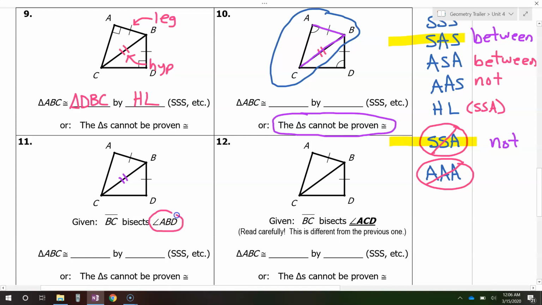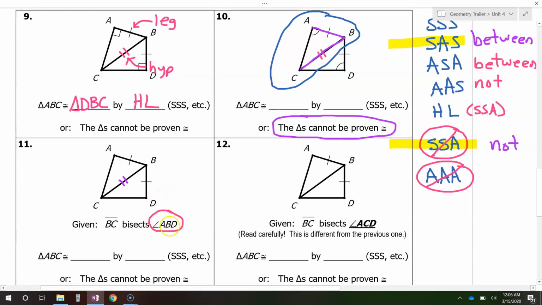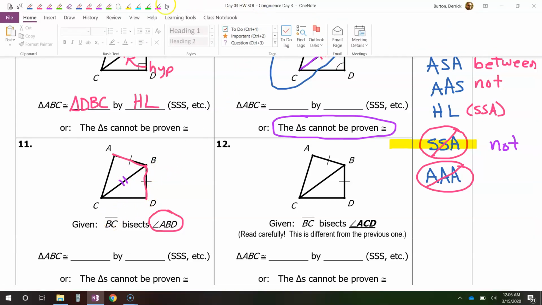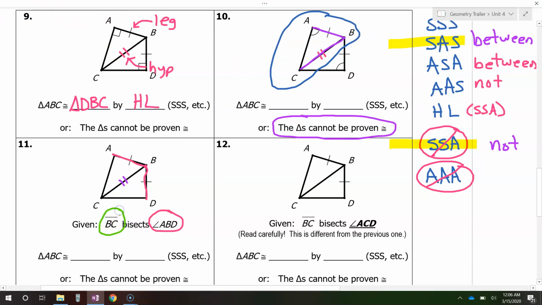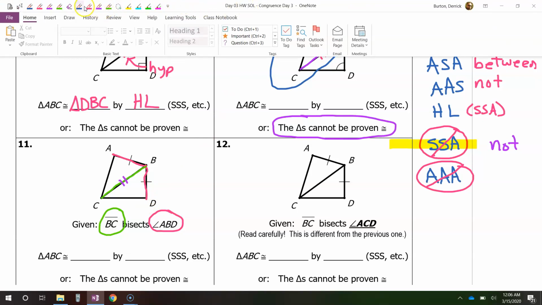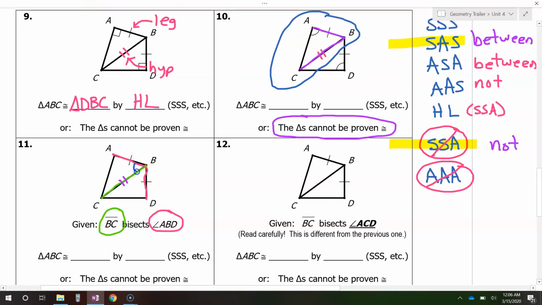So start with angle ABD and trace that. ABD. So I'm going to go from A to B to D. So that is angle ABD. Now, segment BC bisects that. So we'll trace that now. So segment BC is this green segment, and that segment cuts the red angle in half. And so that means this angle will now be congruent to this angle, because the green line is cutting the red angle in half, so each side will be equal.